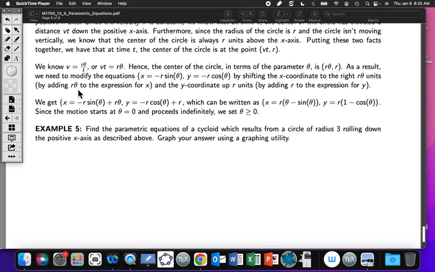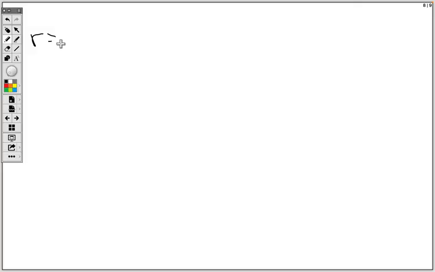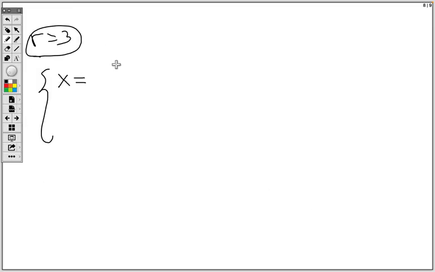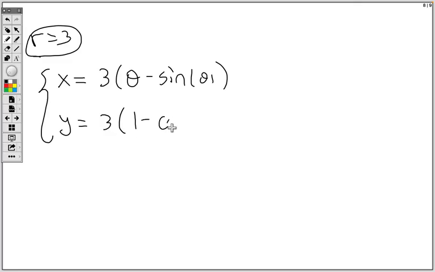So if we've got a circle of radius 3 that's rolling along, r equals 3. Then I would just substitute in 3 for r. So I got 3 times theta minus sine of theta. Y would be 3 times 1 minus cosine theta. And this would be for theta bigger than or equal to 0. And this should give me the motion here.